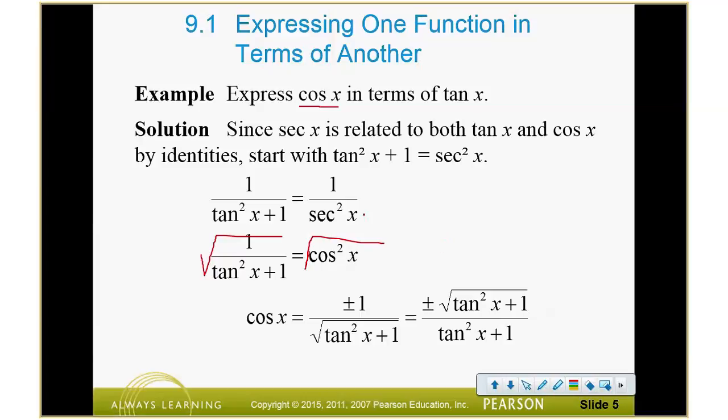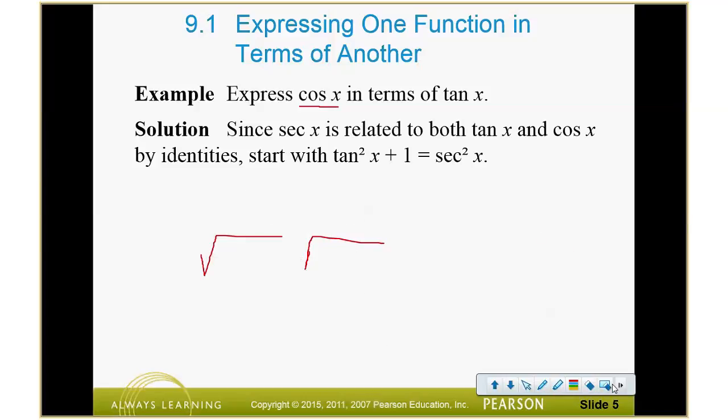This is what I would have done. Cosine is equal to 1 over the secant. Okay, that's what I would have done.